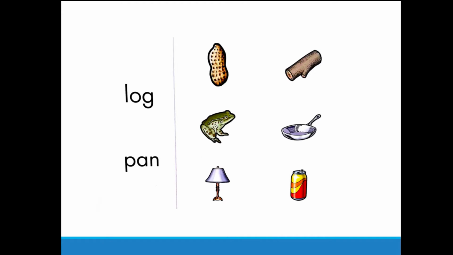The second type of items are word level items. Students are asked to point to the picture that goes with each word. In this case, the student would point to the picture of the log and point to the picture of the pan. The third type of items are command items. Students are asked to read the sentence and follow the directions. For this example, the student would tell the examiner his or her eye color.